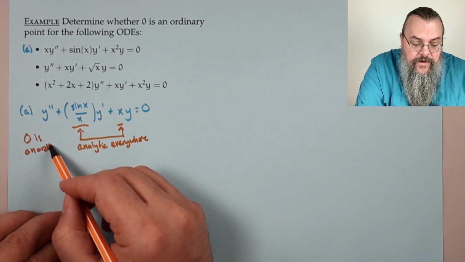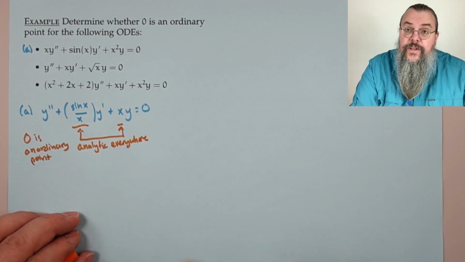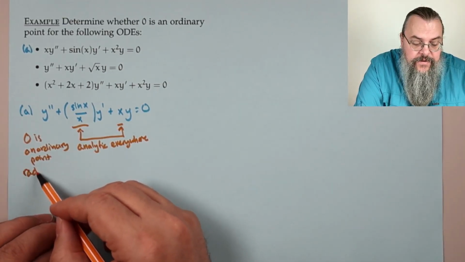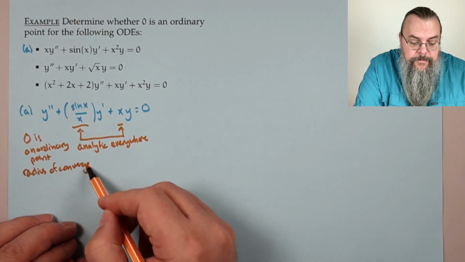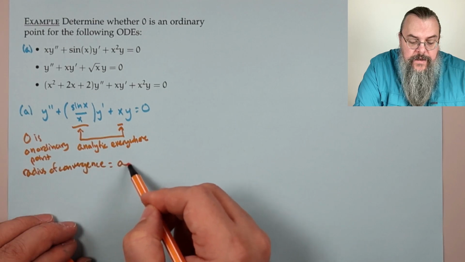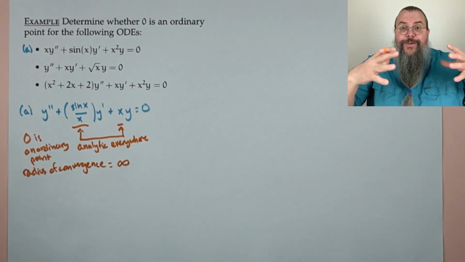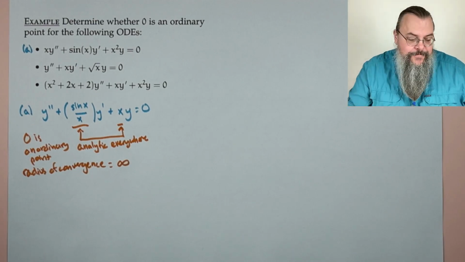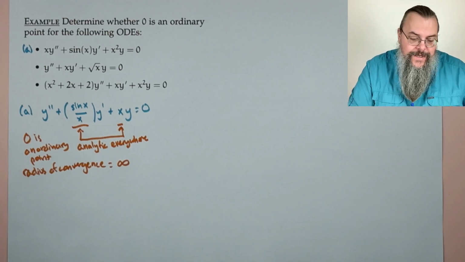All right, great. Can we actually say more? And the answer is yes, we can. We can say that the radius of convergence would be infinity. Why? Because there is no singular point, so we get to go all the way out. All right, so that's A. Well, let's try another one, B.